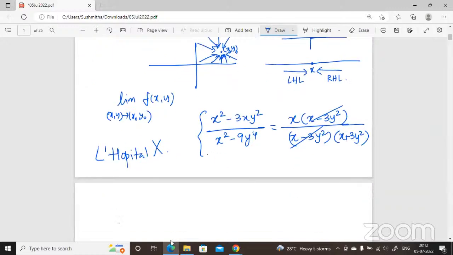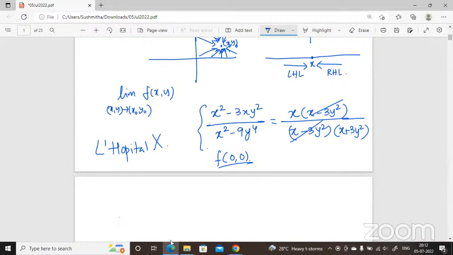So here, the function is f of x comma y. f of 0, 0 is not even defined. I need to give some value for this, right? Only then I can talk about continuity. Let us extend f of 0, 0 to be, say, 1. So you have f of x comma y is this, and then 1 at 0, 0.